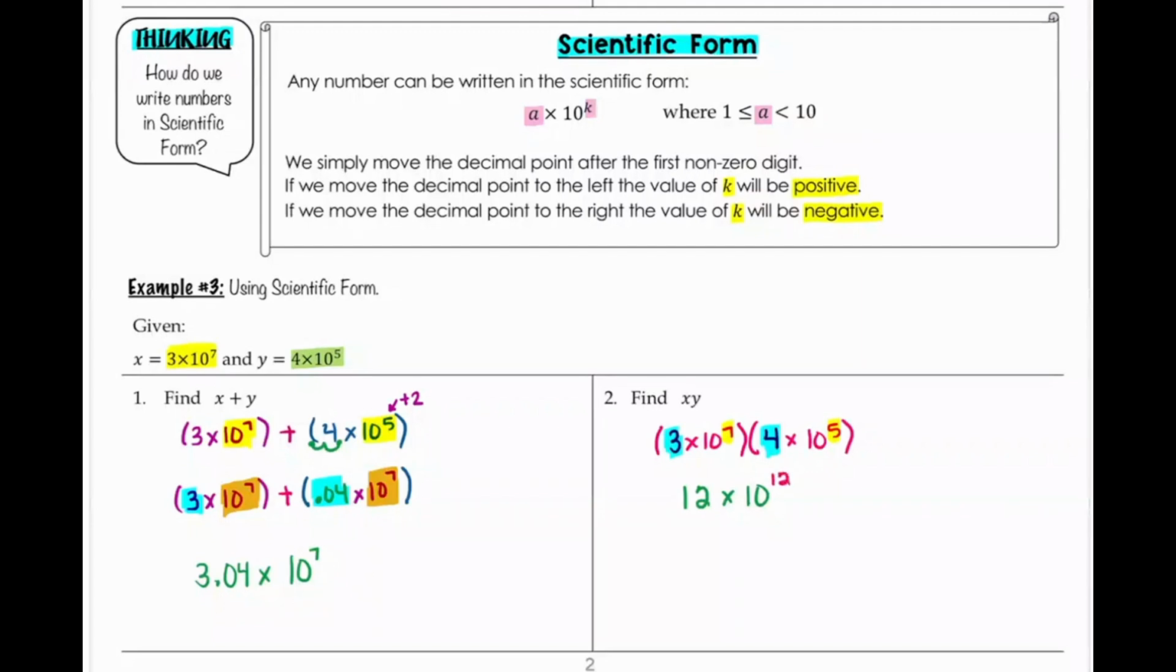But wait a second, this is not written in scientific form, because in order for it to be in scientific form, the value of A must be in between 1 and 10. Again, including 1, but not including 10. And this number is greater than 10. So what we're going to need to do is move a decimal place. So right now my decimal place is in the back, and I am going to move it over right in the middle. That way I have a number that is between 1 and 10. Again, including 1, not including 10. But when I do this move to the left, I need to increase this exponent by 1. So my answer would be 1.2 times 10 to the 13th power.